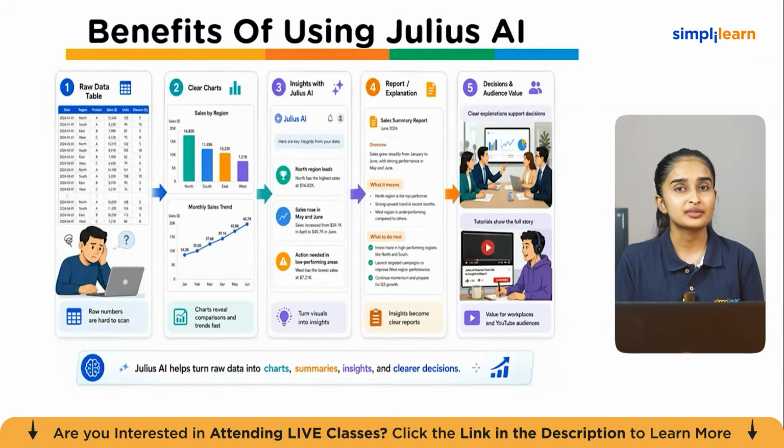So now that we understand how Julius AI helps with charts and reports, let's first look at the main benefits. The first benefit is speed. Users can understand data faster instead of spending too much time manually checking everything. The second benefit is simplicity. Users can ask questions in plain language and get useful answers. The third benefit is a better presentation. Now, Julius AI can help turn data into charts and summaries that are easier to explain to others.